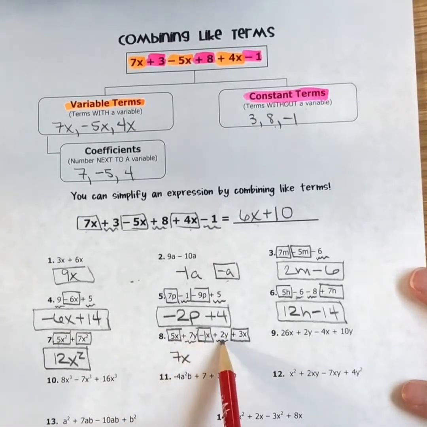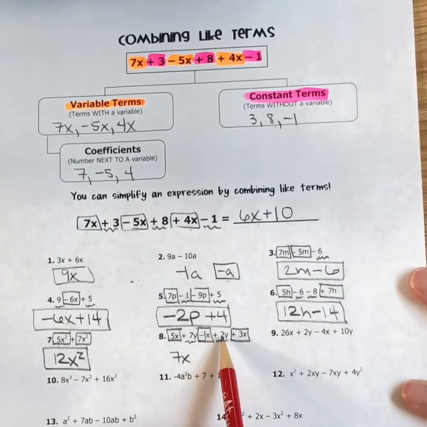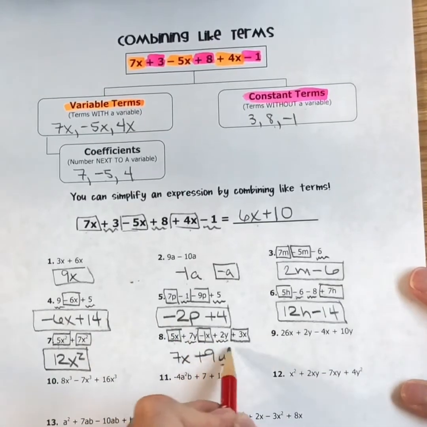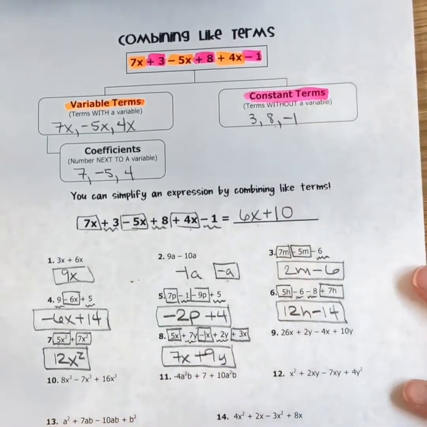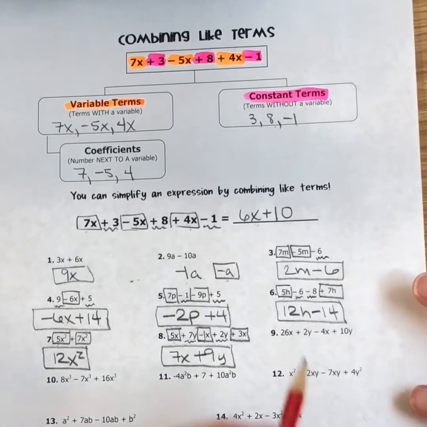And then I'm just going to underline the y's. They're both positive, so I'm going to add their coefficients. 7y plus 2y, I just think 7 plus 2 is 9y, and that's your final answer. And we can't do anything more because you can't combine variables unless they're exactly the same variable.